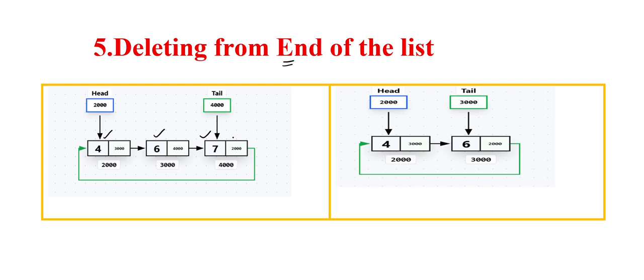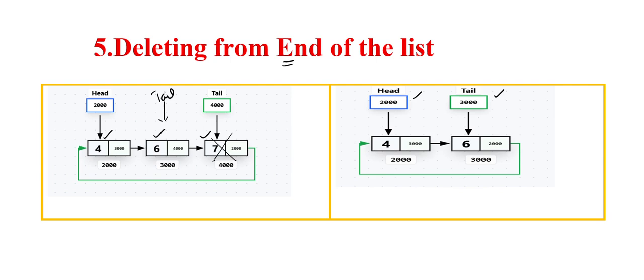Deleting from the end. So which element? This element I am going to delete. This is the end, so tail should point here. This is tail, right? So now you see this is head and the 6 is the tail. In this way I have to change the diagram after deleting the end of the list.